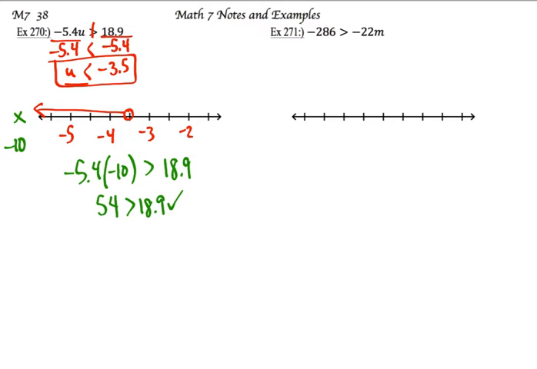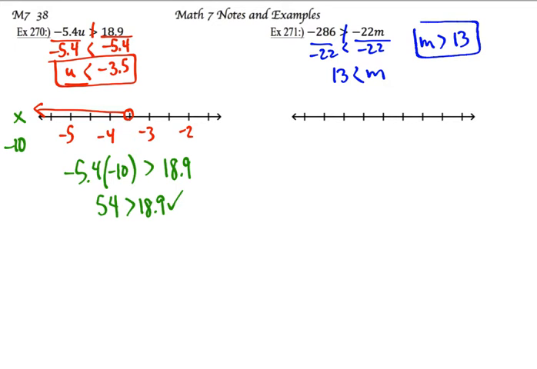Negative 286 is greater than negative 22m. I'm going to divide both sides by negative 22 and immediately switch the sign. So negative 286 divided by negative 22 is 13. 13 is less than m, or m is greater than 13 if we just switch it around.